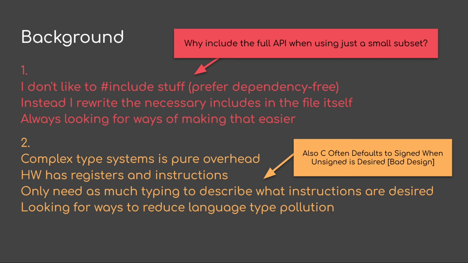Second point, complex type systems are typically pure overhead. The hardware has registers and instructions. I only need as much type information as is required to describe what instructions are desired. I'm always looking for ways of reducing language type pollution. There's a second problem that C often defaults to the wrong types. For instance, signed, when unsigned is actually required.